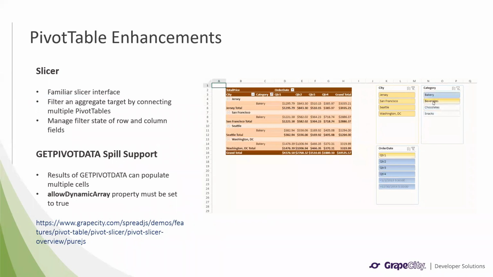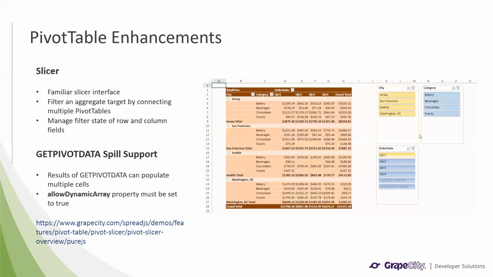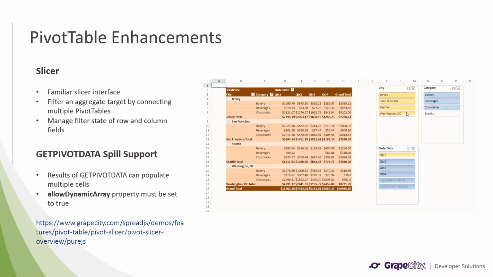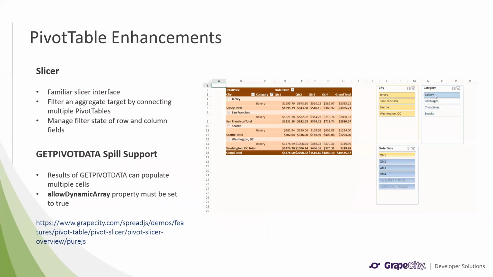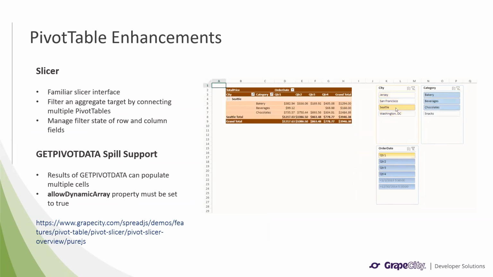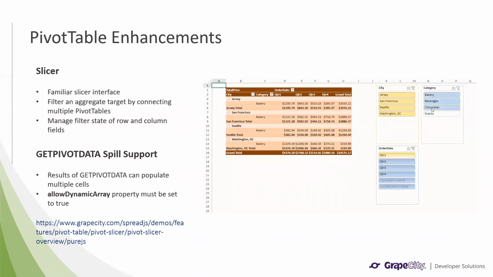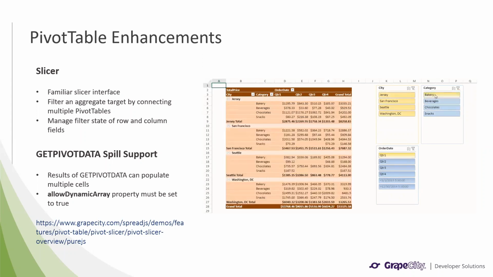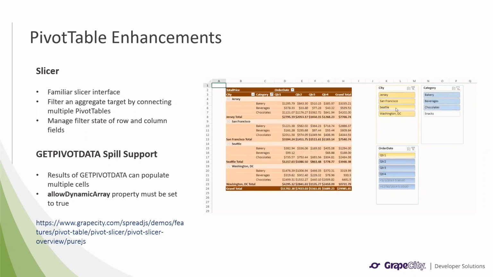And now we will move on to pivot tables, which we introduced in our 14.1 release. But with this release, we have added even more features to it. The first of which is the pivot table slicer, which lets users filter with a single click. Using a familiar interface, you can filter an aggregate target by connecting multiple pivot tables, as well as manage the filter state of row and column fields. The get pivot data function also now supports spill results as long as the allow dynamic array property is set to true. And now I'll show you an example of that slicer.